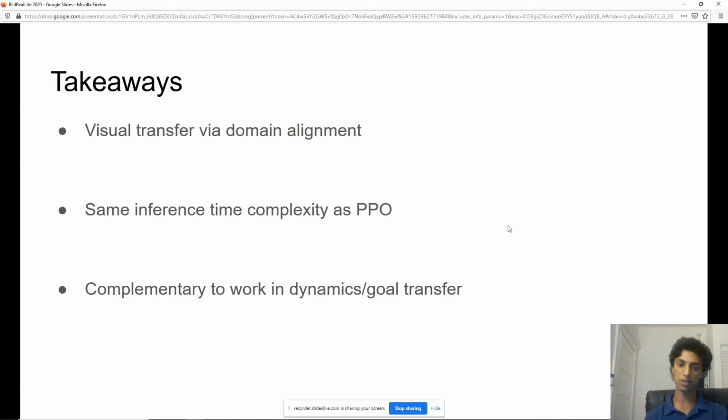There's no additional parameters, there's no additional layers, no additional component, no additional pre-processing. It has the same inference time complexity as PPO or any other reinforcement learning algorithm you train with, which is very useful in robotics or any other real-time scenario. Once again, this work is complementary to work in dynamics or goal transfer that includes stuff like meta-learning or HIP MDPs or any other work. Once again, for a complete listing of that, please refer to my paper or come see at the poster session.